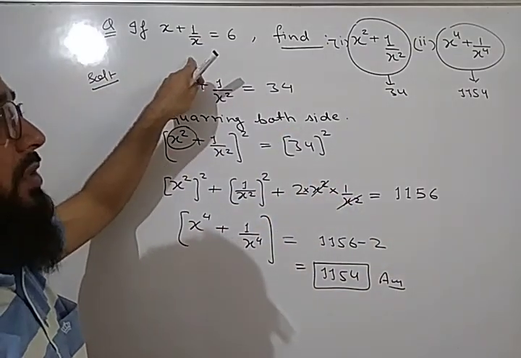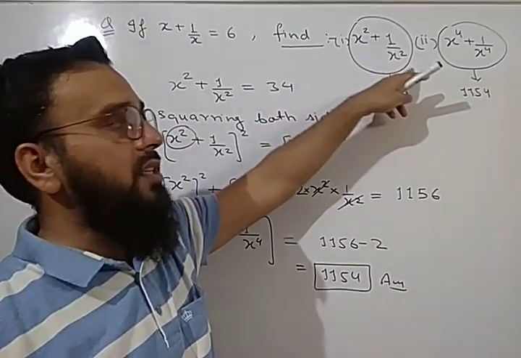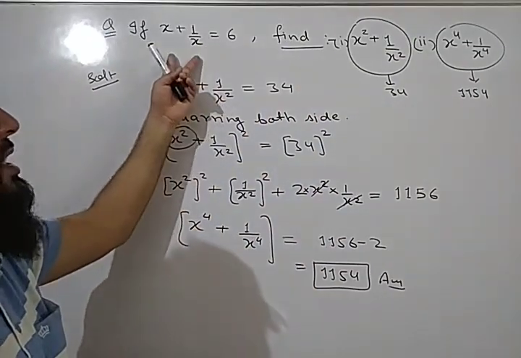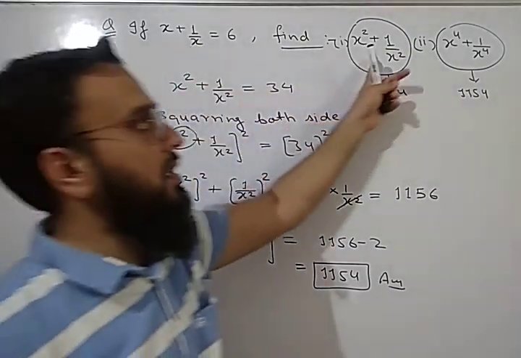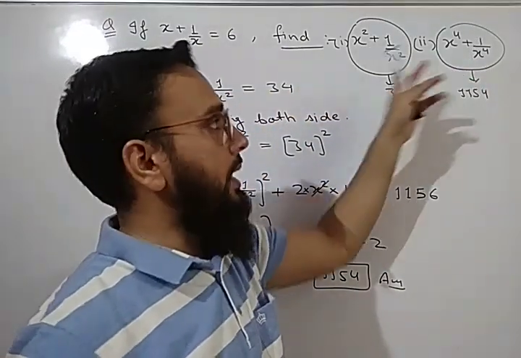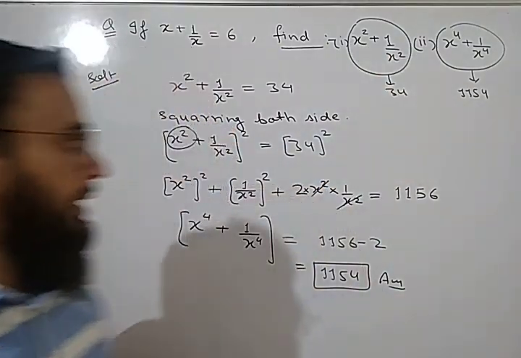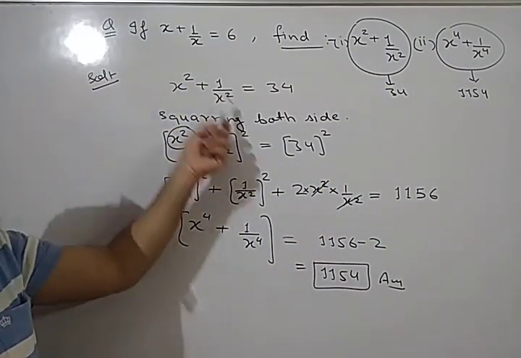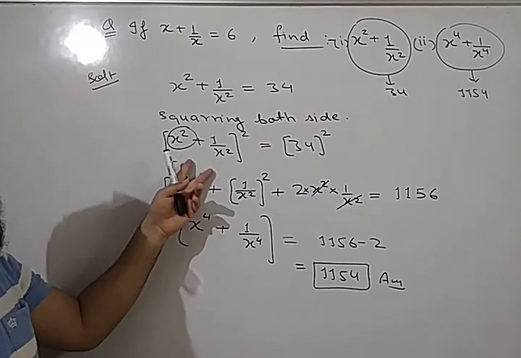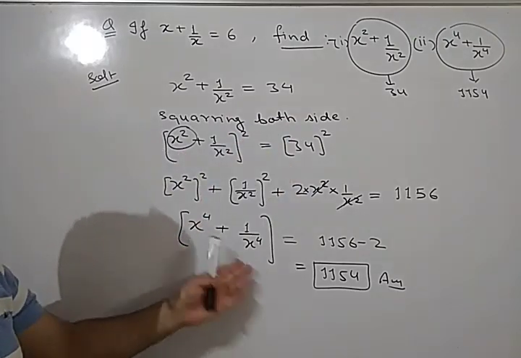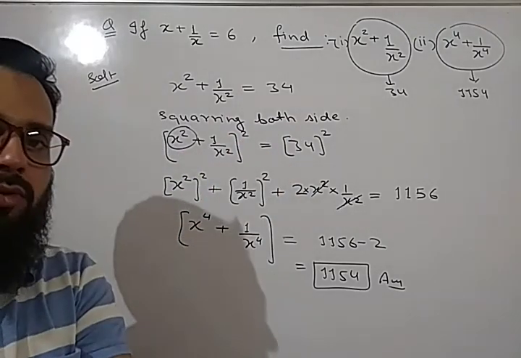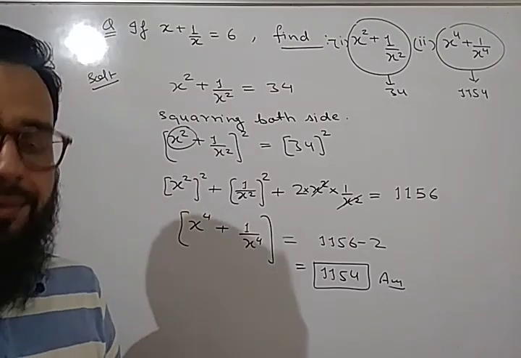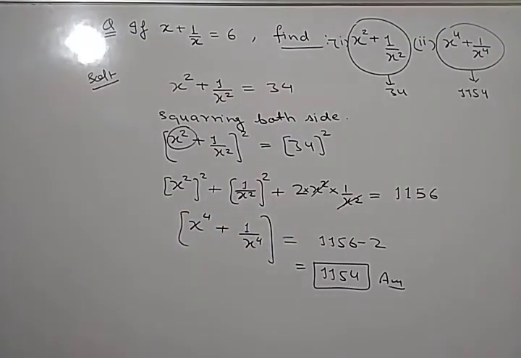If it is given x plus 1 upon x and you have to find x square plus 1 upon x square, then you have to whole square this term. If this term is given and power 4 is asked, then you have to square this particular term like we have done here. X square plus 1 upon x square is equal to 34. Then we have squared both the sides and got the value of x to the power 4 plus 1 upon x to the power 4. Okay. So note it down.